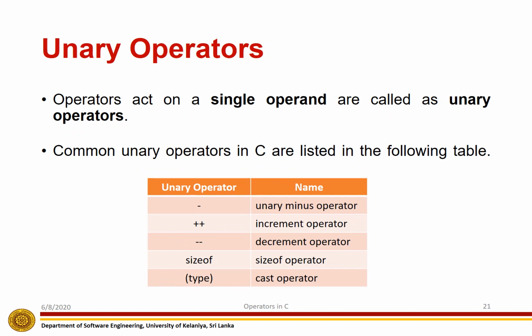Then the second type is unary operators. Operators that act on a single operand are called unary operators. The common unary operators used in C are the unary minus operator, increment operator, decrement operator, sizeof operator and cast operator. Now we will see those one by one descriptively.